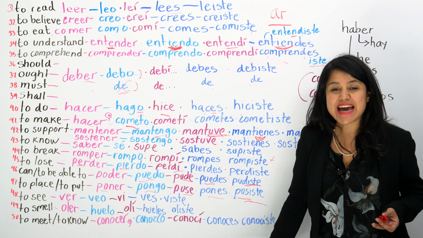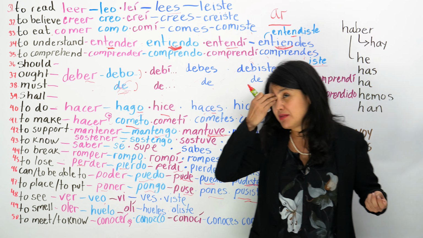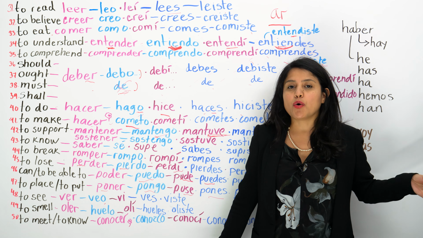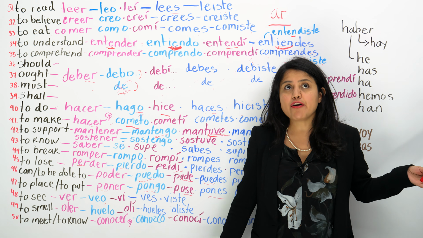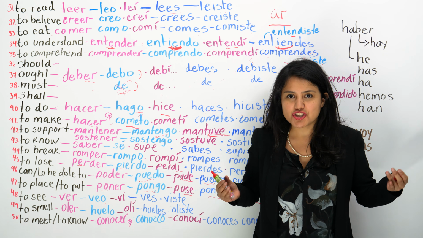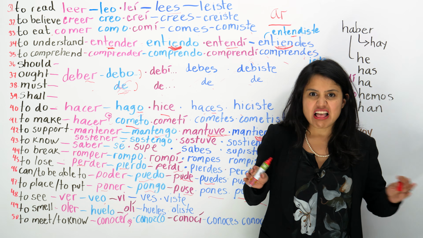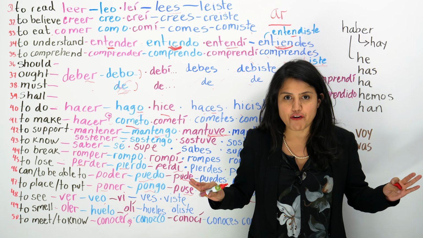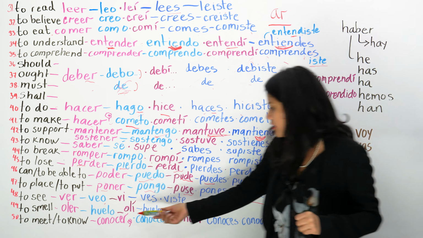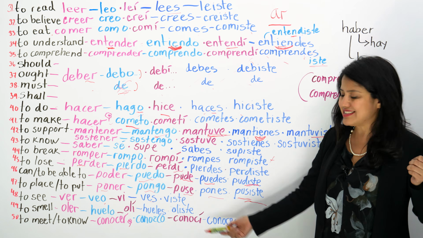To see, ver. Yo veo. Someone was telling me that their teacher taught them to say, yo veo. Yo veo el cielo. I see the sky. No, you don't say veo. Say yo veo. Never, nunca. Yo veo. See, that's okay. I was upset about that. Yo veo. Yo vi en el pasado. Tú ves. Tú viste.